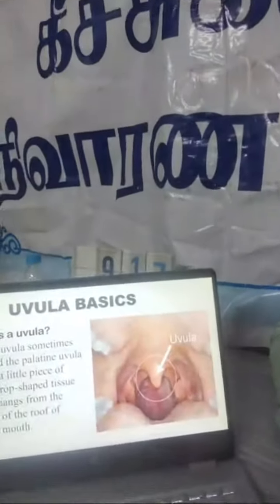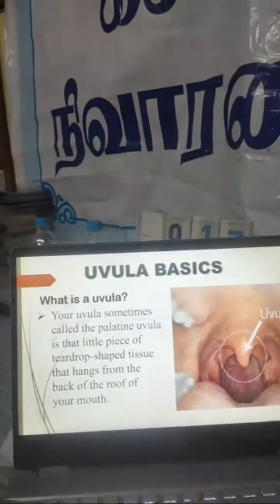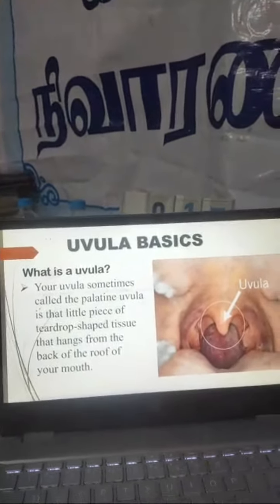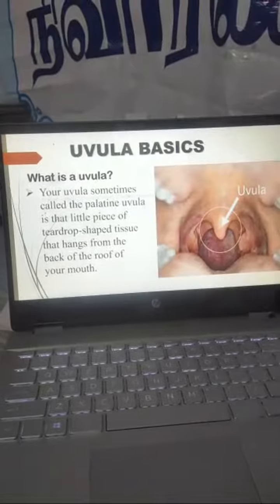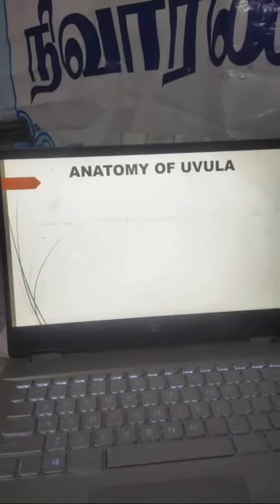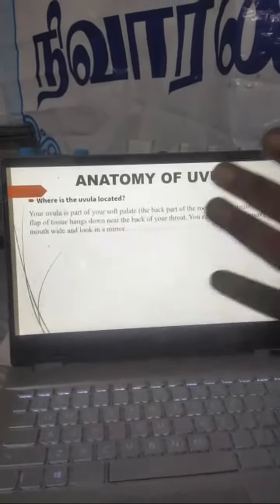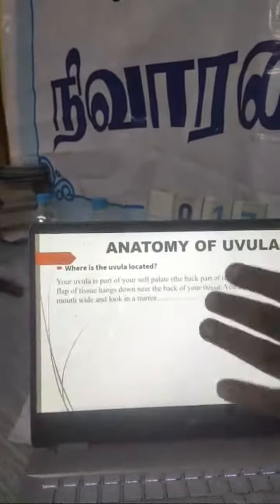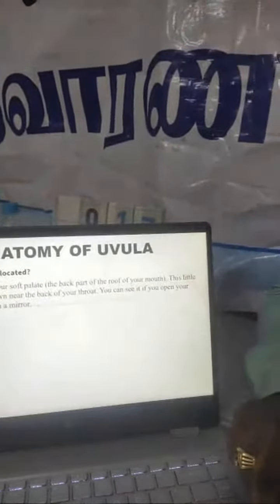So what is the uvula? It's the palatine uvula. It's a little piece, a teardrop. You call it a teardrop. A teardrop-like structure hangs from the upper portion of your soft palate. So then what are all the uses? It is located in the palate, the soft palate, in the roof of the mouth.